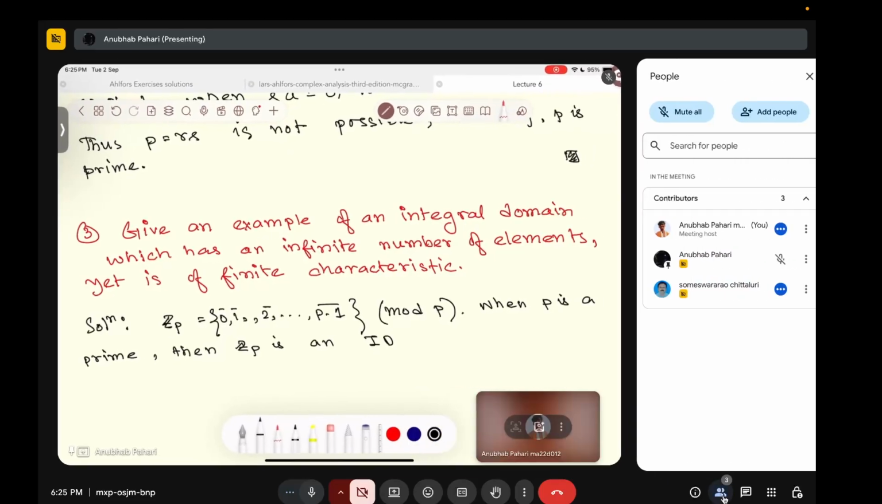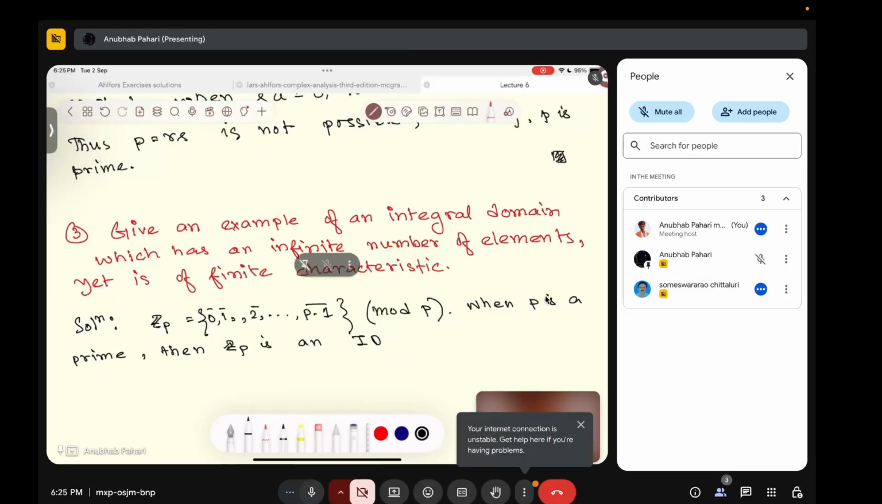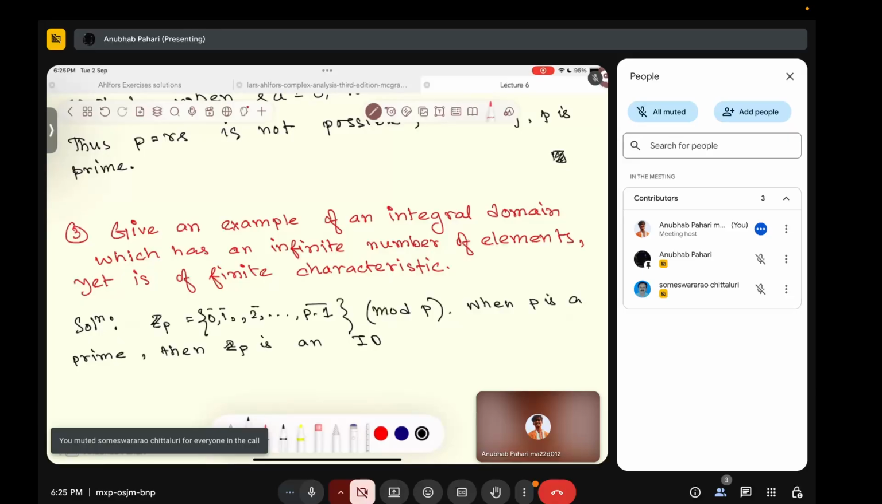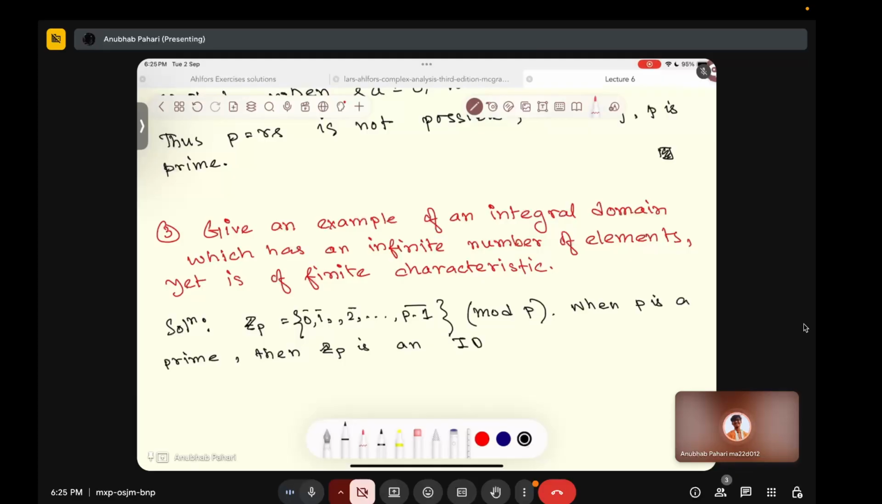So then Z_p is an integral domain with finite cardinality, obviously, and it is also a field.